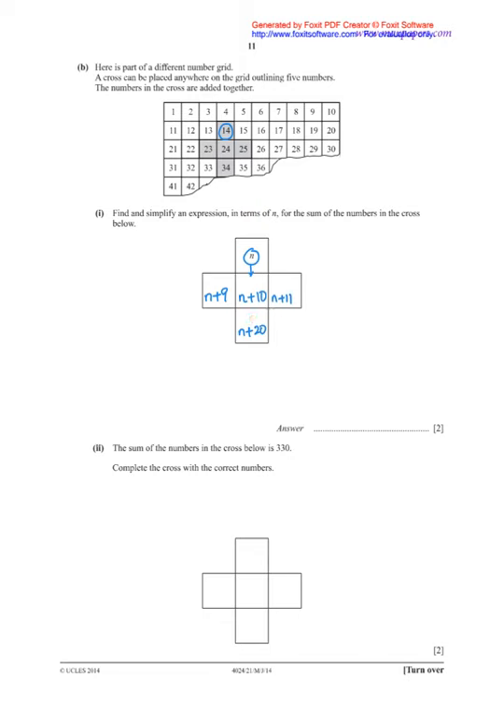And after that it says the sum of the numbers in the cross below is 330. Alright, so the numbers we found in the above question, n plus 9 plus n plus 10 plus n plus 11 plus n plus 20, and the sum is equal to 330. Now first we need to find the value of n. So how many n do we have? It's 1, 2, 3, 4, 5. So I can say that it's 5n plus 9 plus 10, 19, 19 plus 11, it's 30 and 30 plus 20 leads to 50. So 5n plus 50 is equal to 330.